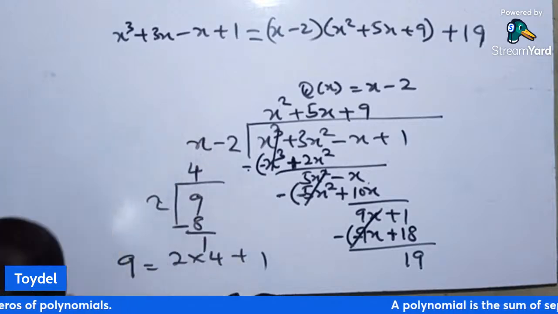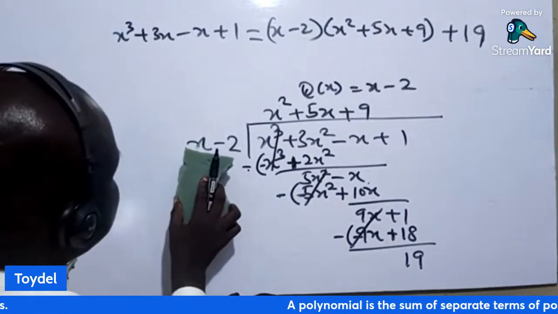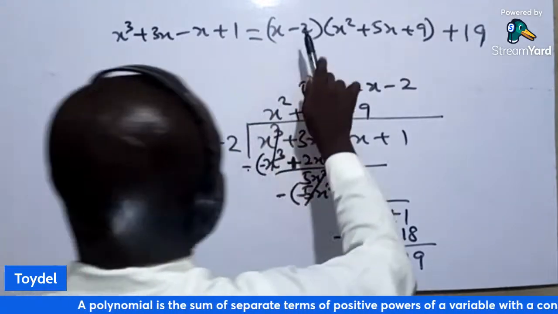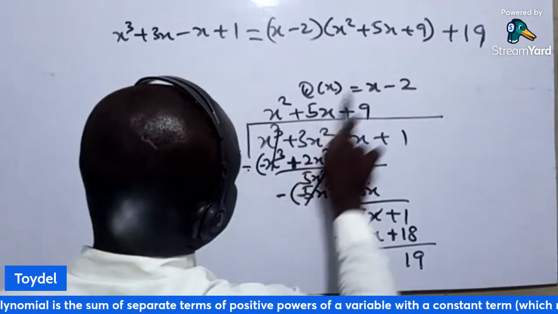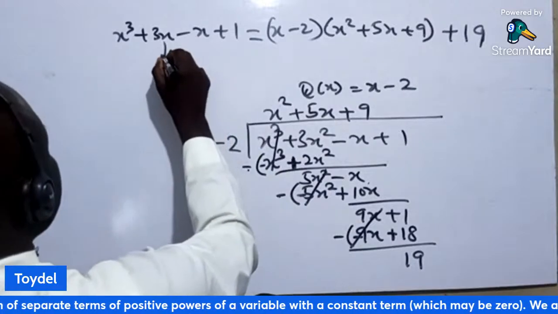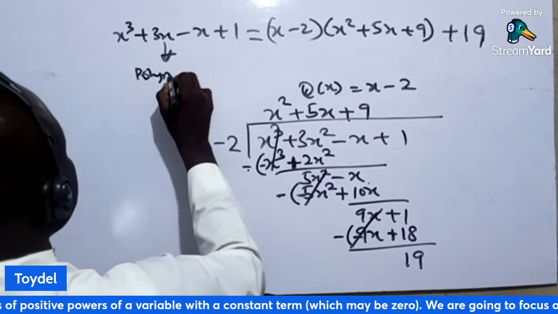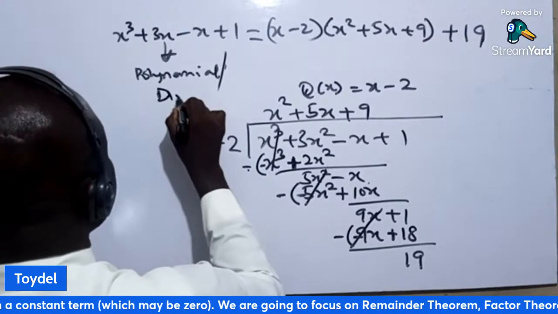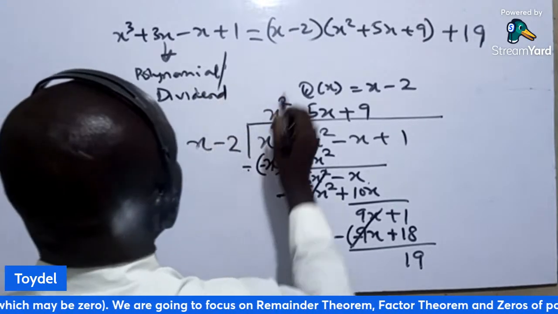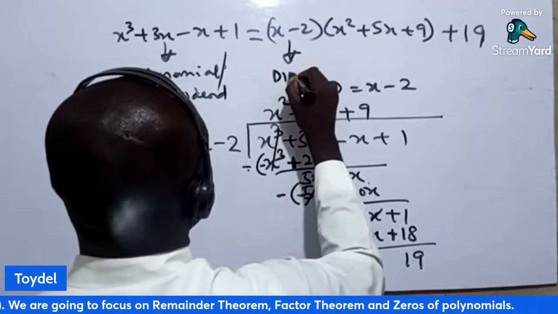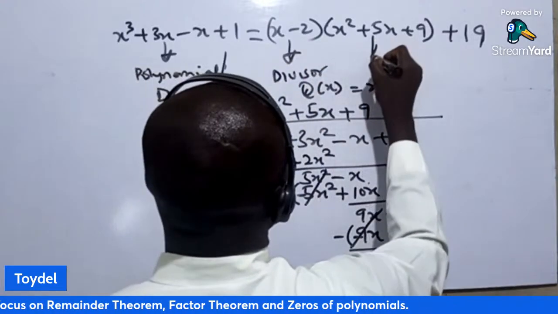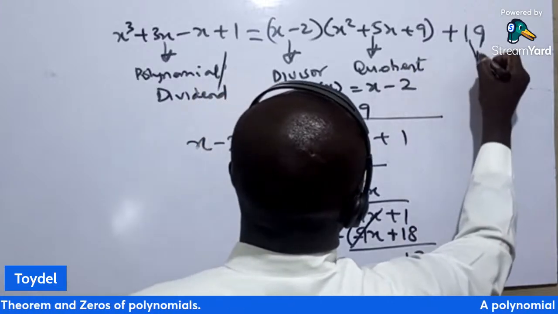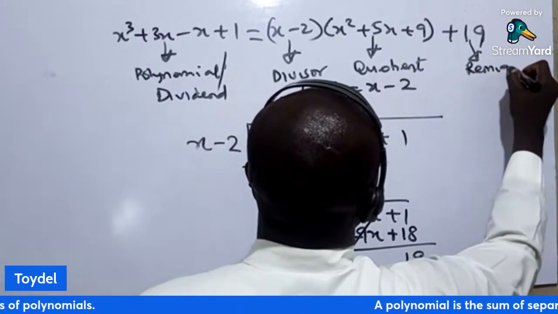So in this case also, when you have this polynomial being divided by this divisor, if you want to get the value of this polynomial, it will be divisor multiplied by the result or quotient, plus remainder. Then here, what I have here is called the polynomial, or you can call it dividend. This one is called divisor. This is what we use to divide. Then this result is called the quotient, or result. Then 19 is given as remainder.